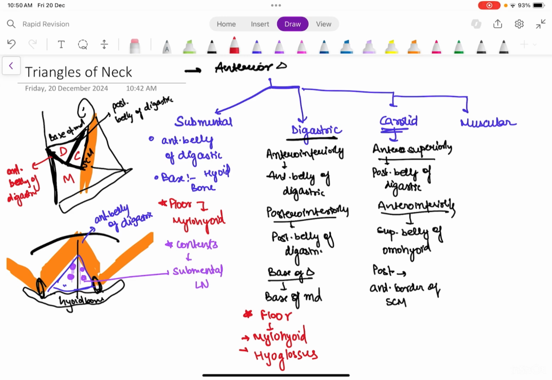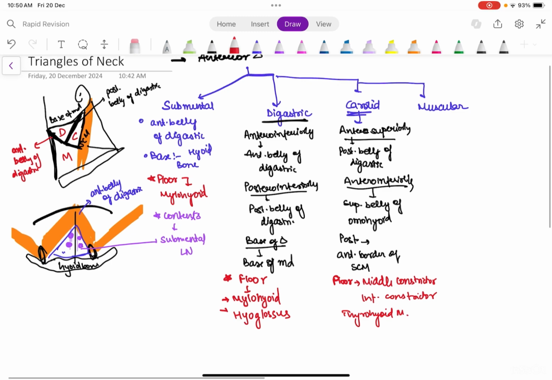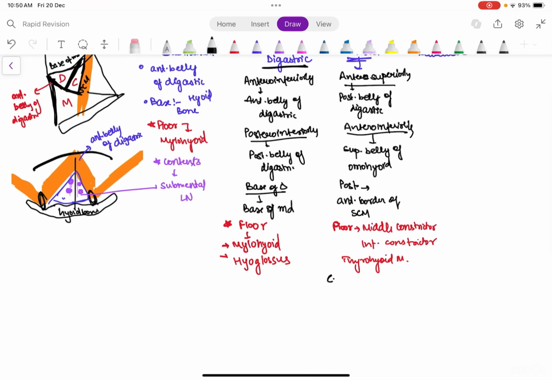Now floor is very important. Floor is by middle constrictor, inferior constrictor, and thyrohyoid membrane. Okay. Then you can also talk about the contents of carotid triangle. Sometimes there is a question, so you should know. You can think of the contents as three parts.